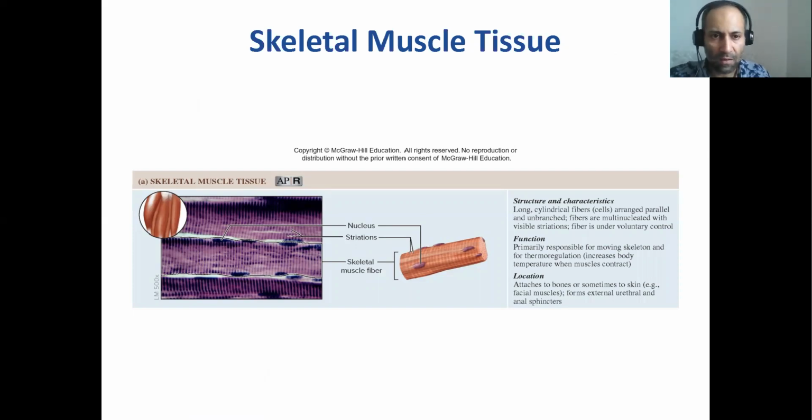So this is what your skeletal muscle looks like under the microscope. As you can see here, you can see the striations, those stripes, so alternating bands of dark and light protein fibers. You also see multiple nuclei here, all right, striations and the nuclei.